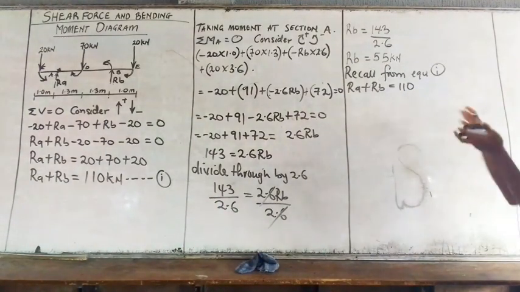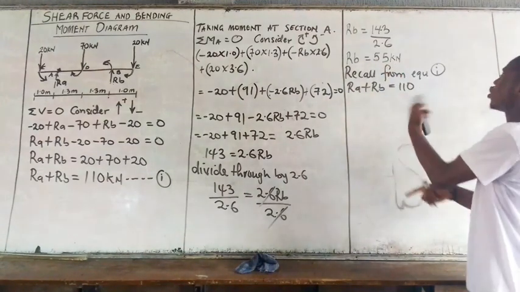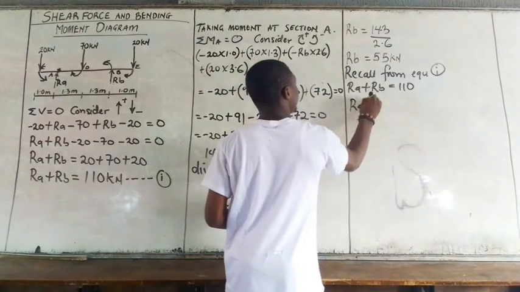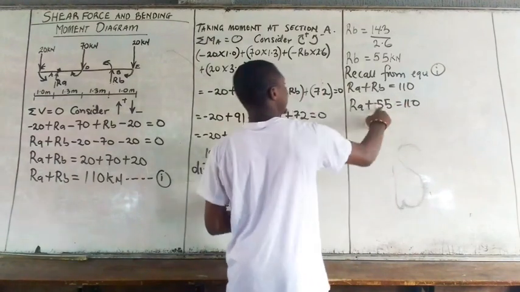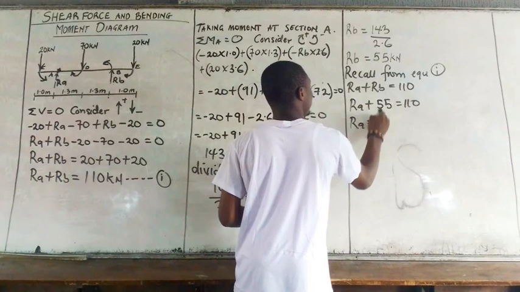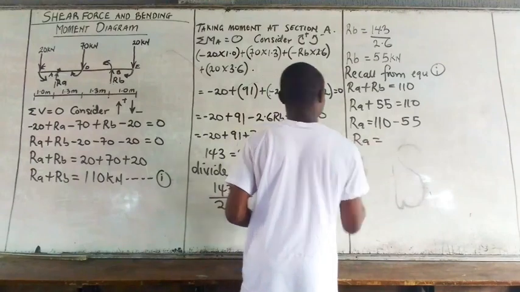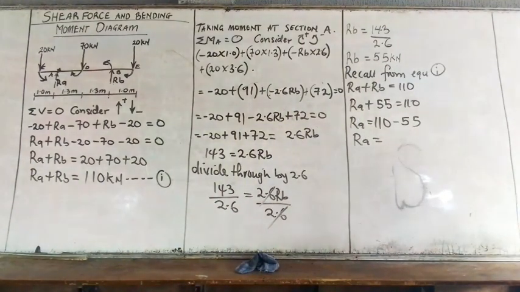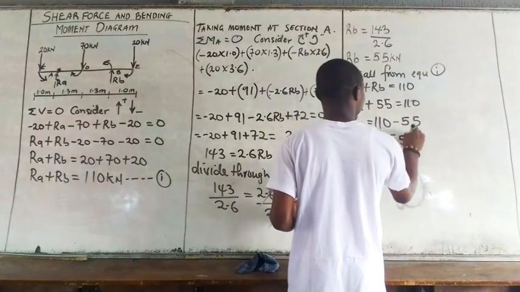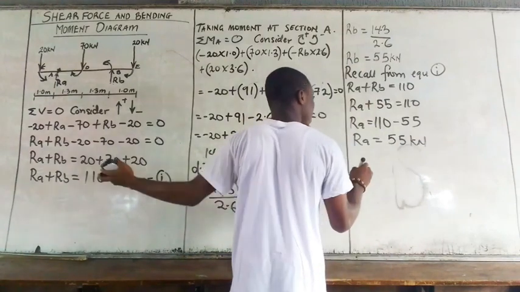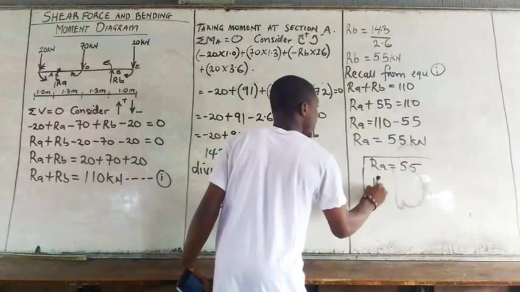After getting my value, attach the unit to it. Now I know that my RB now is this value. So substitute. I will have RA plus 55 is equal in value to 110. Hence take this to the other side. I will have RA is equal to 110 minus 55. RA is equal to 55 again. So I have 55 kilonewton. Hence my reaction RA is 55 and my RB is 55.